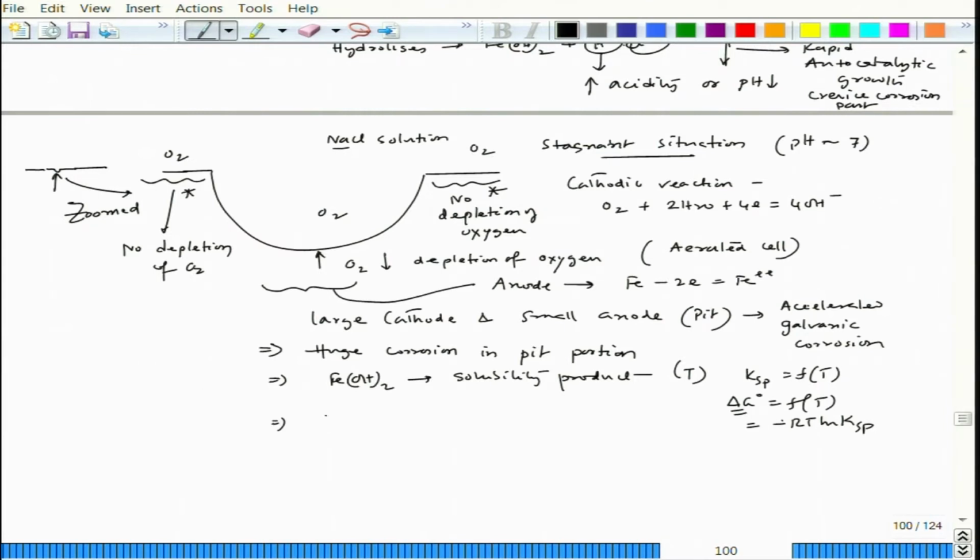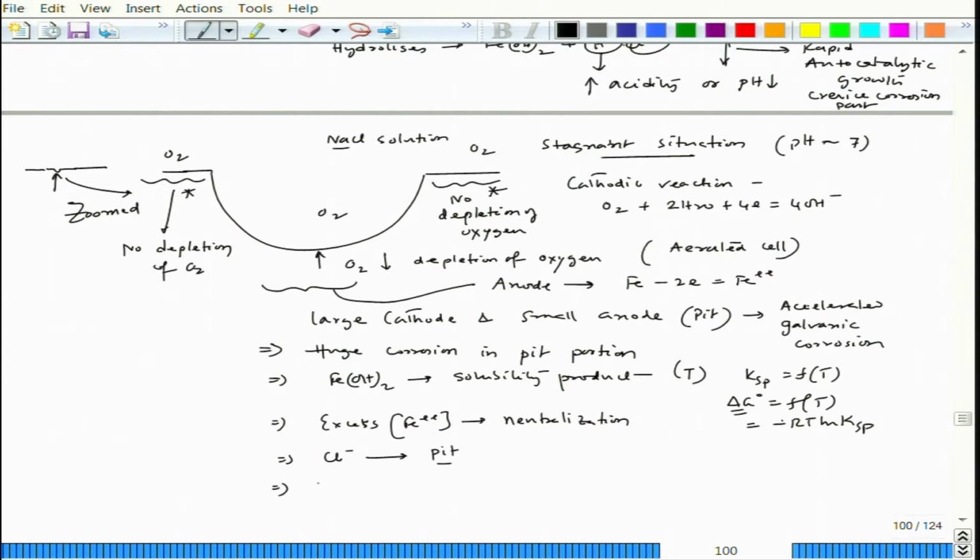So now there is excess Fe plus ion, and this needs neutralization, because within this small segment we have excess positive charge. To neutralize that excess positive charge, chloride ion will migrate to the pit portion.